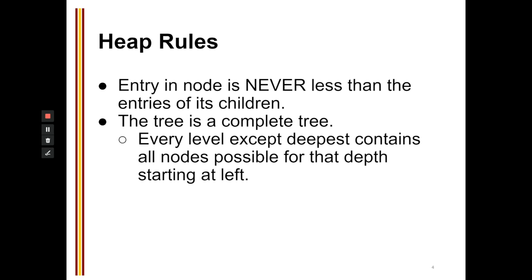So, what are the rules for the heap? Well, a node is never less than the entries of its children. Now, this is for a max tree, okay? So basically, the greatest one is going to be at the very top, and then you go down the tree. Also, a tree is always complete. Now, remember the difference between complete and full. If this were a full tree, then every level would be full of nodes, whereas in a complete tree, every level except the deepest one contains the full number of nodes, plus a complete tree makes sure that you start to fill that tree from left to right.